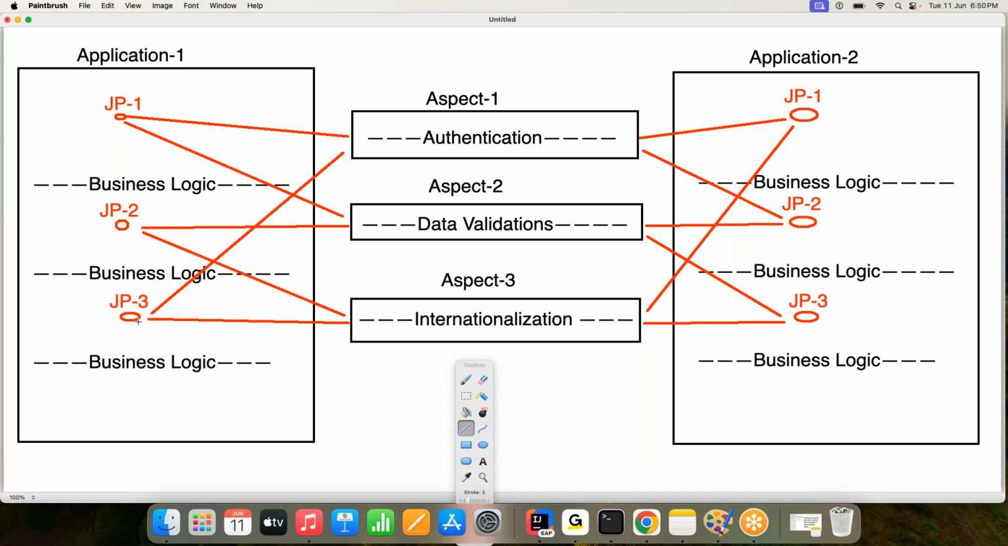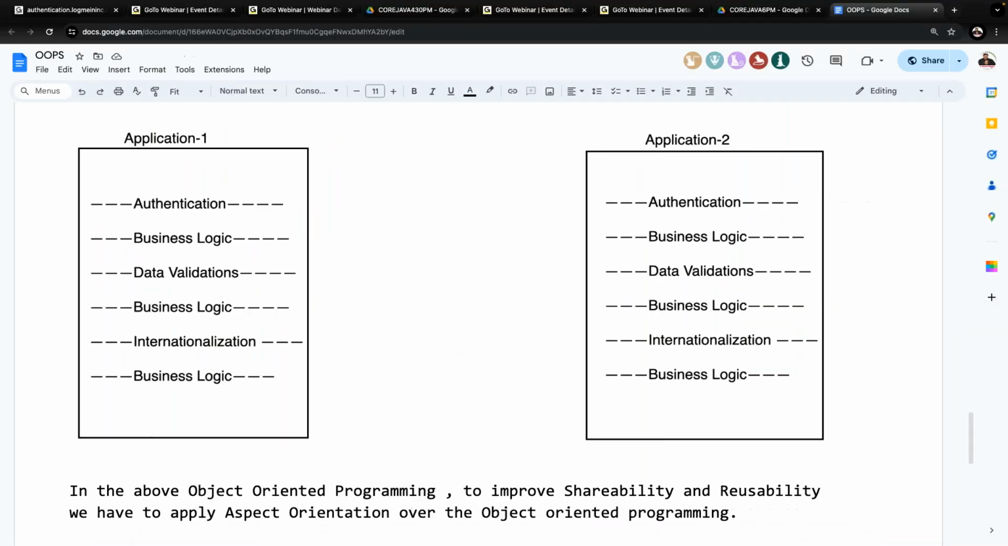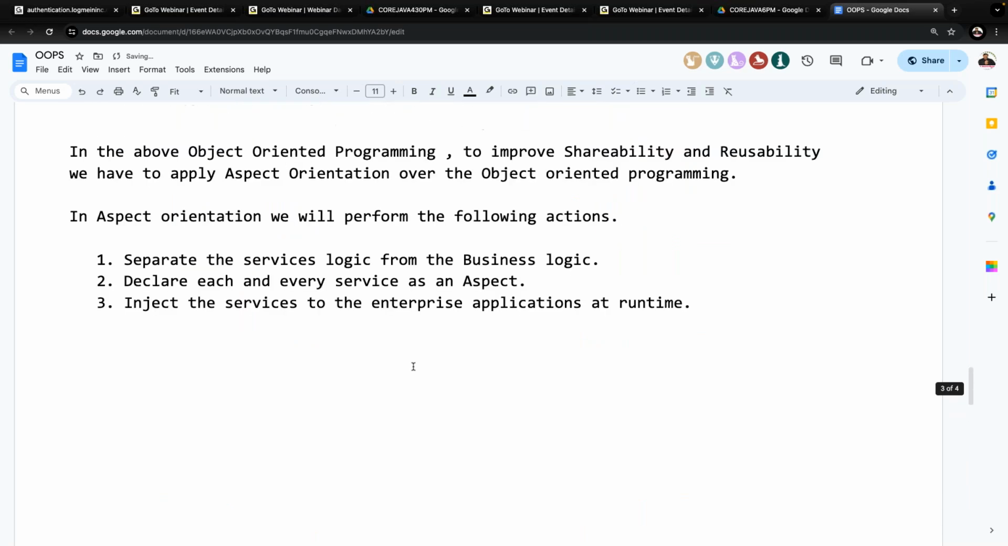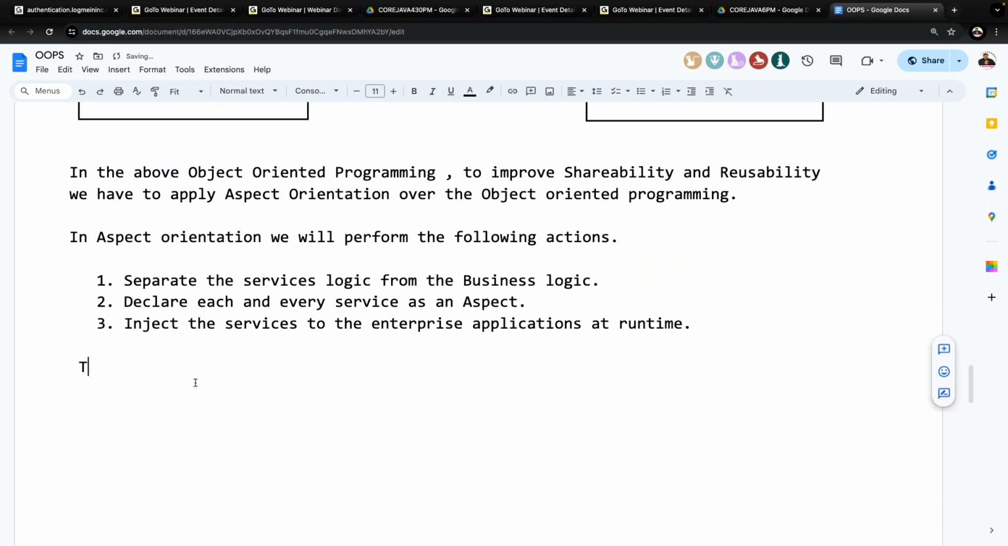What I'm telling you now: this is aspect orientation. Now tell me here, shareability as well as reusability both are achieved or not? But this is lacking in the case of object orientation. But this is an advantage in the case of aspect orientation. All of you observe carefully. Right, so this is exactly the meaning of the aspect orientation process we applied. Now I'm giving clarity.